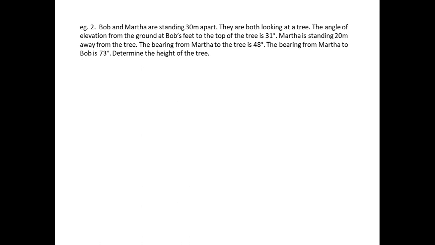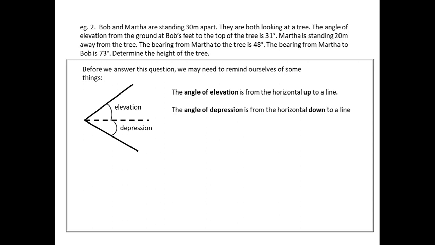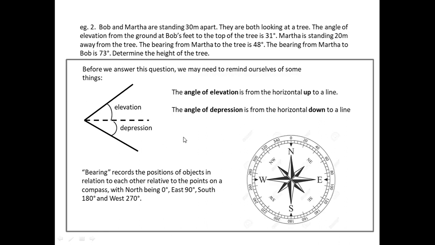Before we go any further, here's some things we might have forgotten about that you'll need to know for this question. First of all, angle of elevation is the angle from the horizontal up to a line, and the angle of depression is the angle from the horizontal down to a line. Furthermore, bearing is using the degrees on a compass to locate one object relative to another. North is 0 degrees, east is 90 degrees, south is 180 degrees, west is 270 degrees.